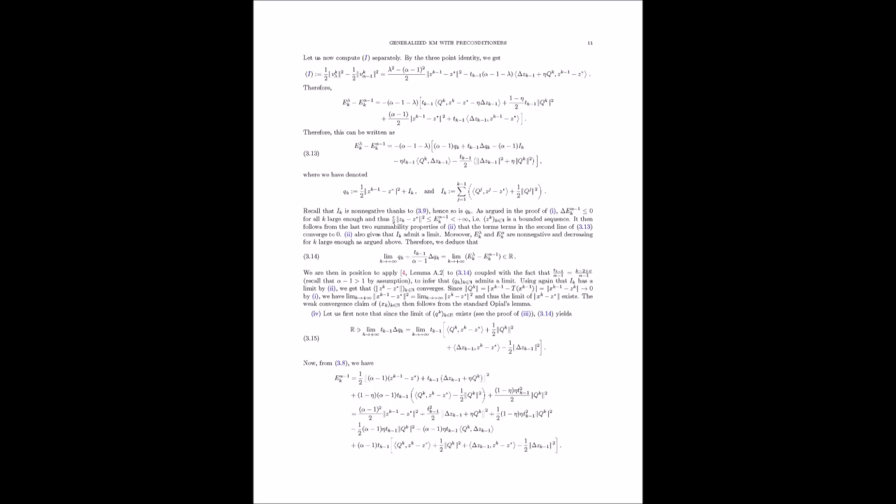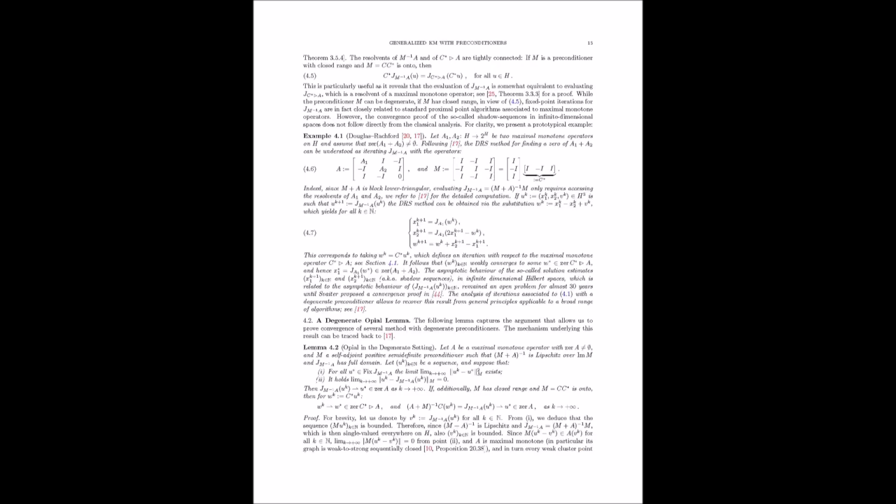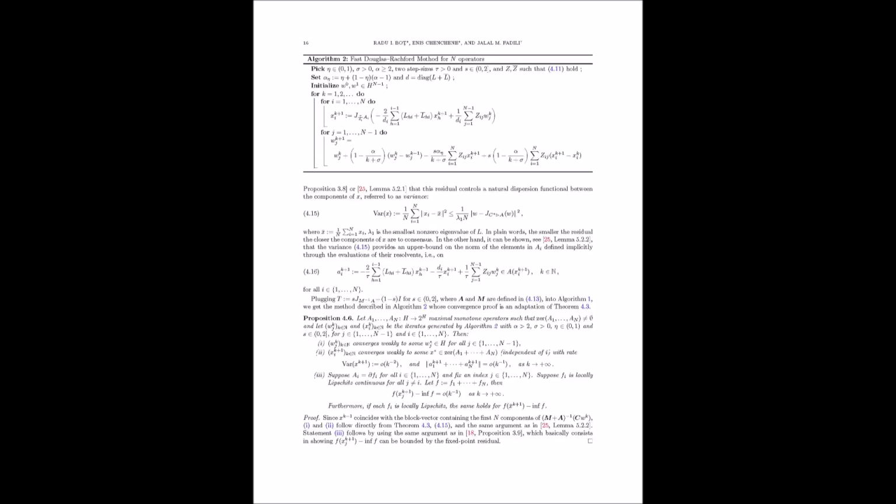So let's dive into lemma 4.2. Sure. The degenerate Opial lemma. Yes. Which seems like a specialized version of Opial's lemma designed to handle these degenerate preconditioners. Why is this lemma so important? So lemma 4.2 is our secret weapon for proving convergence in this preconditioned setting, because it allows us to adapt the usual convergence arguments to cases where the preconditioner M might not be full rank. Got it. So think of it as a mathematical upgrade that expands our toolkit to handle a wider range of scenarios.